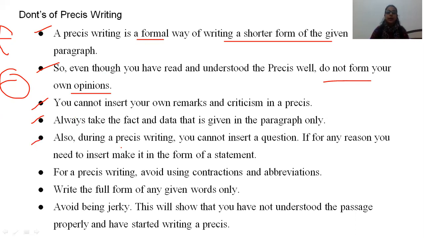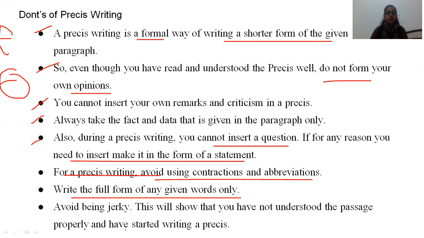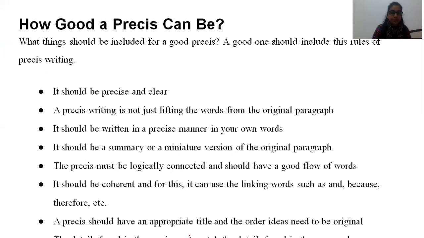Also, during precis writing, you cannot insert a question. If for any reason you need to, make it in the form of a statement. No need to write a question like, what is the scenario? No, not like that. For precis writing, avoid using contractions and abbreviations. Write the full form of any given words only. Avoid being jerky. This shows that you have not understood the passage properly and started writing a precis.